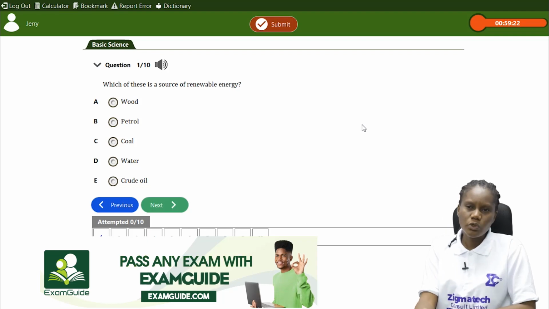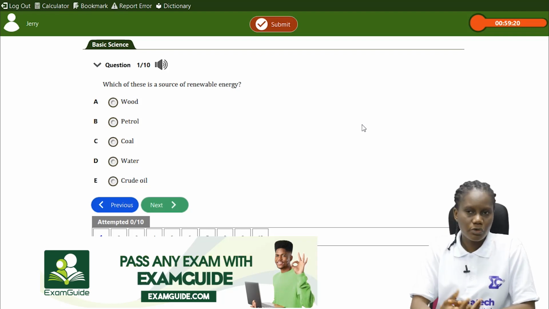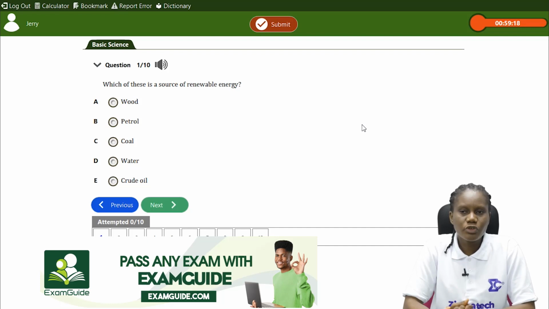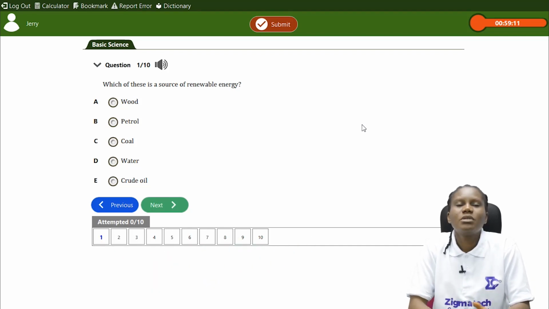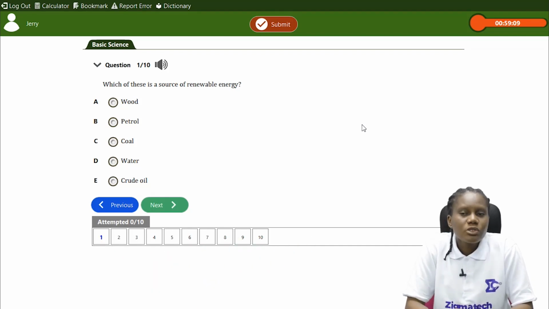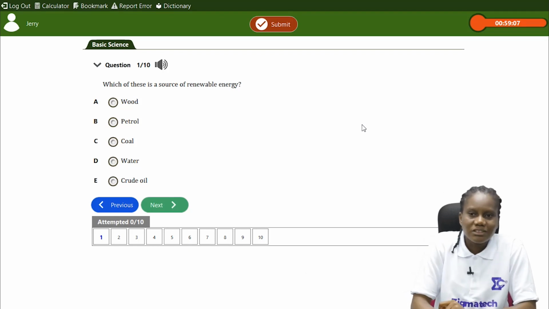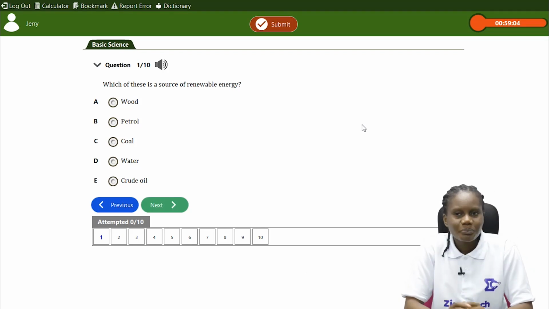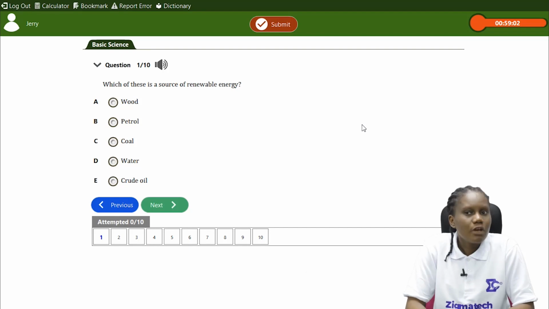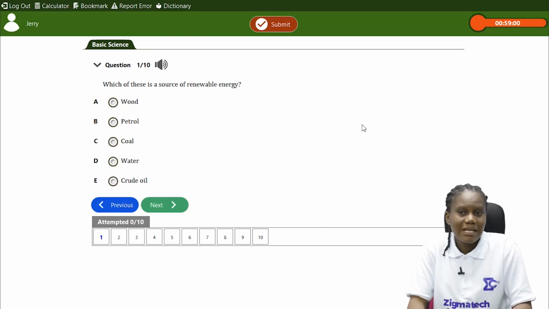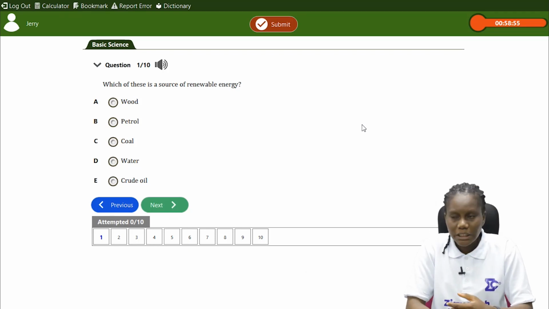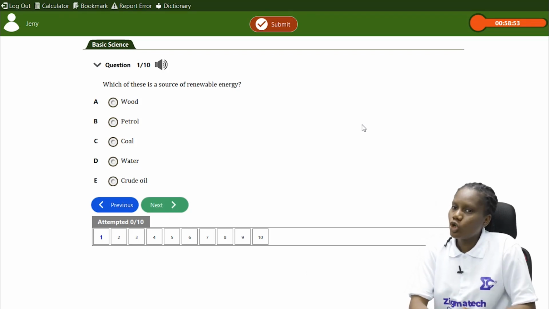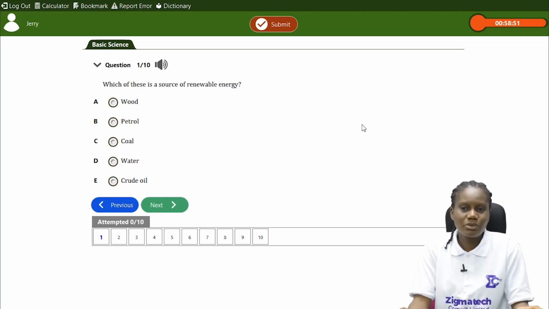Let's go to our wood. Where do we get our wood from? From the forest. So is it a source of renewable energy? Okay, let's go to B, petrol. Petrol, you even know that petroleum is gotten from fossil fuel, so it is a non-renewable energy. That is striked out. Our coal is gotten from where? From fossil fuel too, because I told us earlier that our fossil fuel is divided into three: the oil, the natural gases, and the coal. So coal is a non-renewable source of energy.